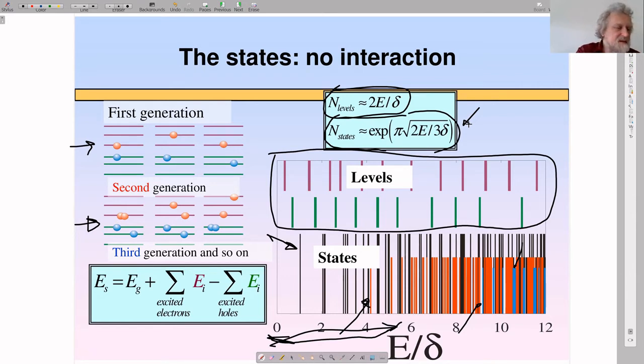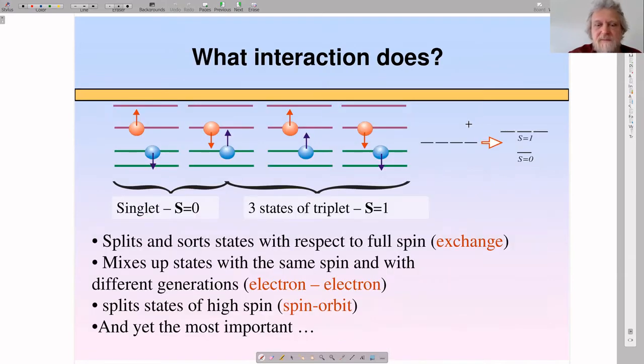I'm doing well with respect to time, or it's almost time for the break. Let me just spend another minute to talk about interactions. So far, we didn't have any interaction. Suppose we do have interaction, say electron repulsion between the electrons in the dot. It does interesting things, which are interesting for us, but isolated, not very important.